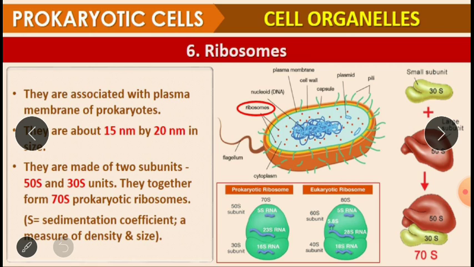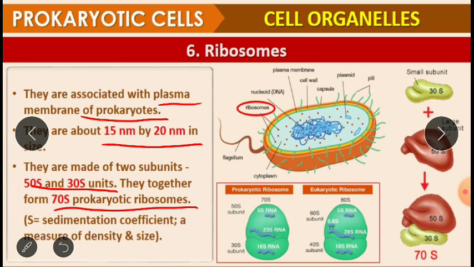Ribosomes are associated with the plasma membrane of the prokaryotes. They are about 15 nanometer by 20 nanometer in size. They are made up of two subunits, 50S and 30S, which together form the 70S prokaryotic ribosome. The main function of ribosomes is protein synthesis. In eukaryotes, ribosomes are a bit larger, forming 80S, but in prokaryotes it is 70S.